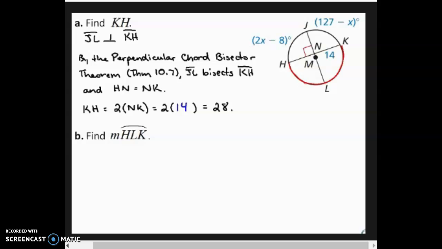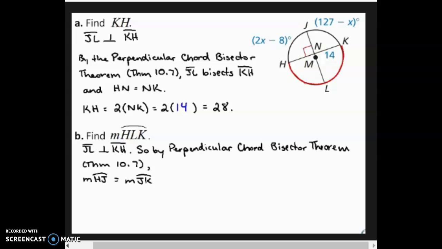Part B. Find the measure of arc HLK. Line segment JL is perpendicular to line segment KH. So by the perpendicular chord bisector theorem, the measure of arc HJ equals the measure of arc JK. So substitute in the given information from the diagram, which gives us the quantity 2x minus 8 degrees equals the quantity 127 minus x degrees.